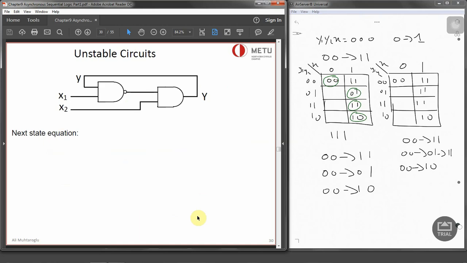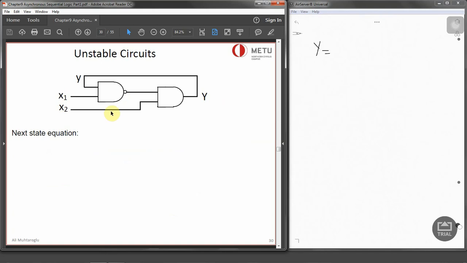Consider the unstable circuit given in the figure. So let's derive the next state equation for it. Y equals, we have got a NAND gate, x1 y NAND x2. Then using De Morgan, we can have x1 prime or y prime x2. And we can open that up as x1 prime x2 or x2 y prime. So this is our next state equation.